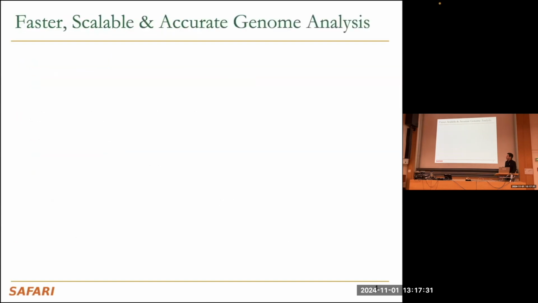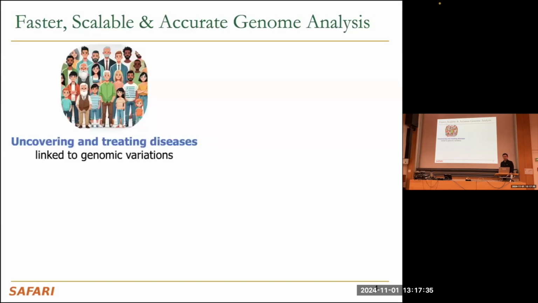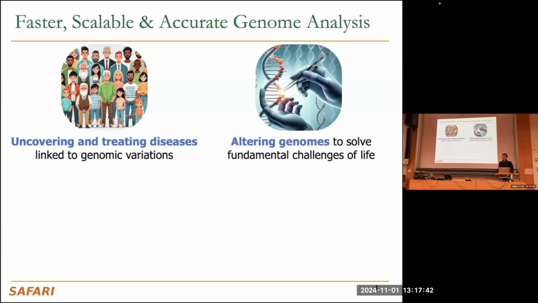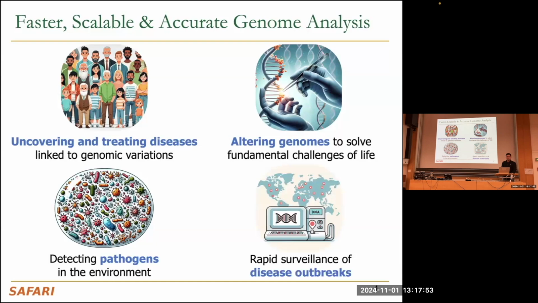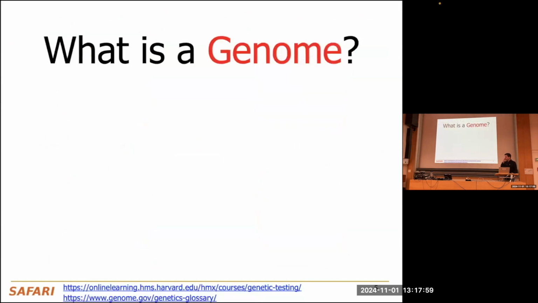So we need faster, scalable, and accurate genome analysis because it is important for many reasons. For example, it enables us to uncover and treat diseases that are linked to genomic variations. It also enables us to alter the genomes directly to solve fundamental challenges of life. It enables us to detect the pathogens living among us so that we can take early action, for example, for rapid surveillance of disease outbreaks. And of course, there are many, many important applications based on genomic data analysis.